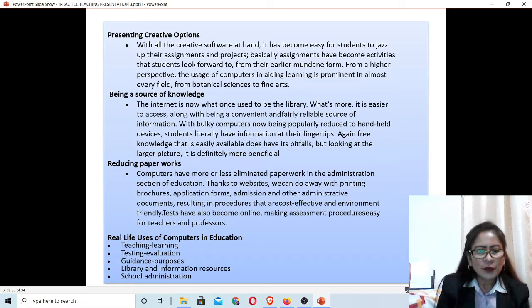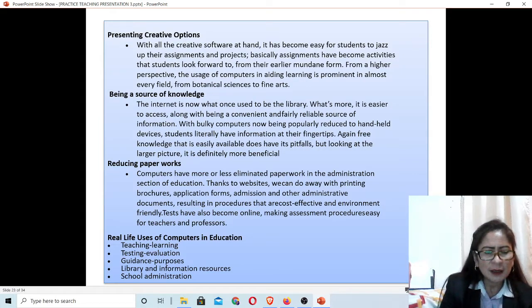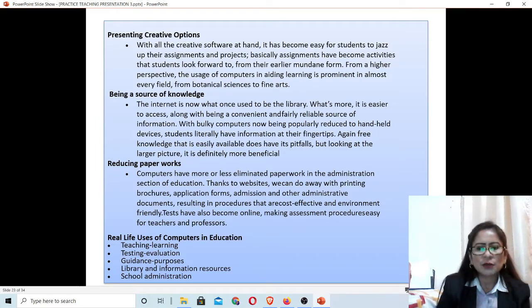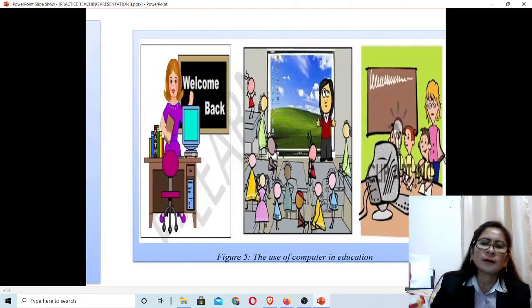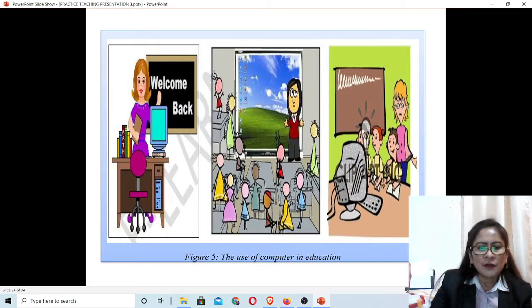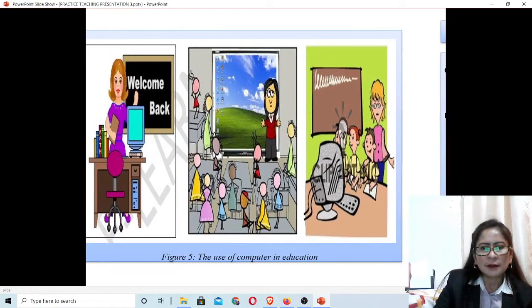Real-life use of computers in education: teaching, learning, testing, evaluation, guidance purposes, library and information resources, school administration. Figure 5. The use of computer in education. The teacher is in front of these students.